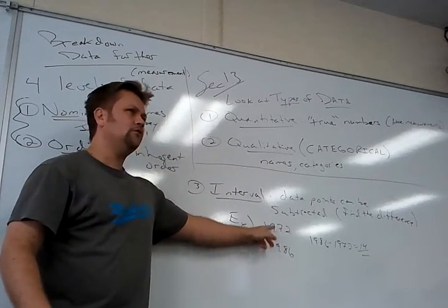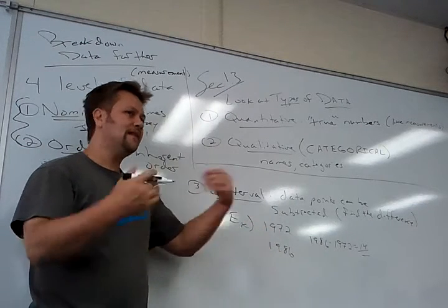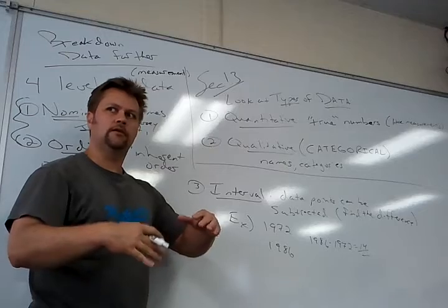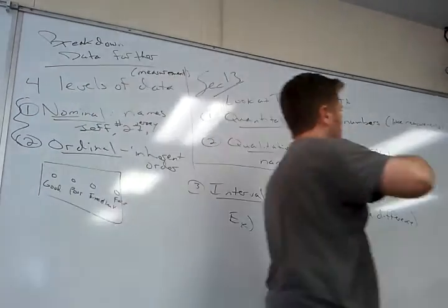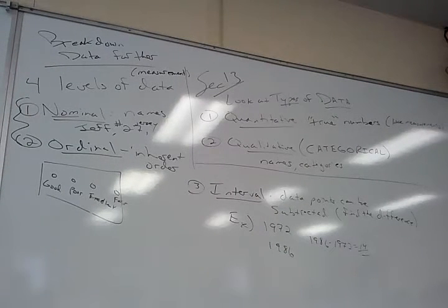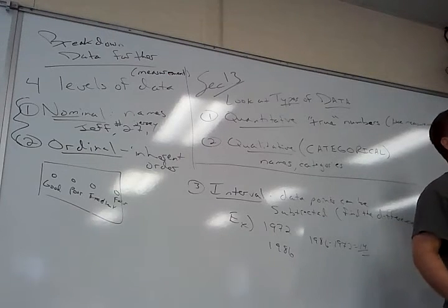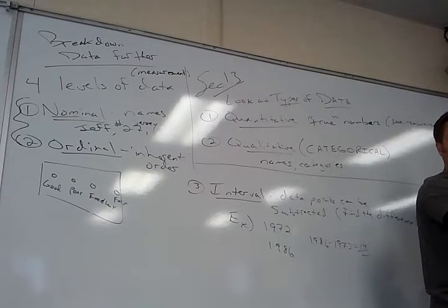Would dividing these two years tell you anything? So that's the next level, right? The next level are those things where division makes sense. And that's called ratio level. Because when you write something like 8 divided by 4, 8 over 4, haven't you made a ratio? So it makes sense to call that the ratio level.